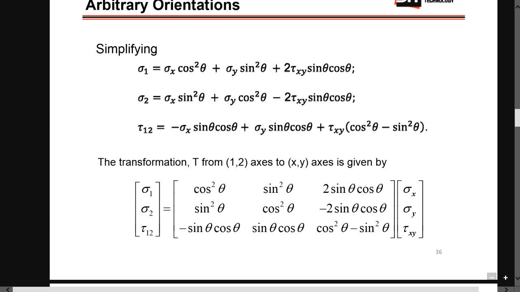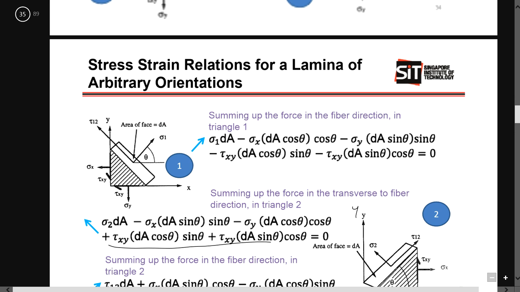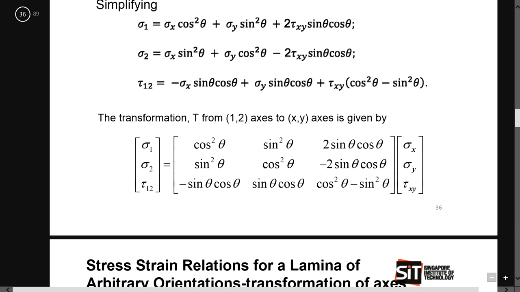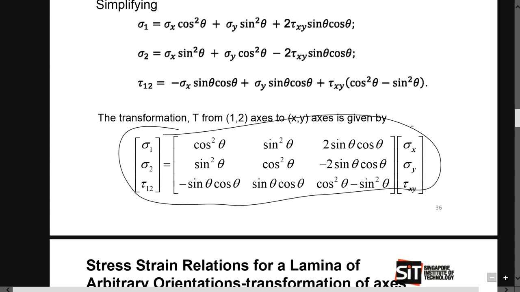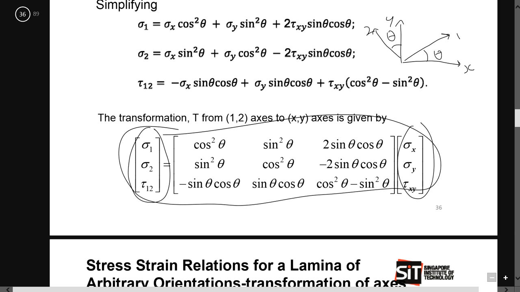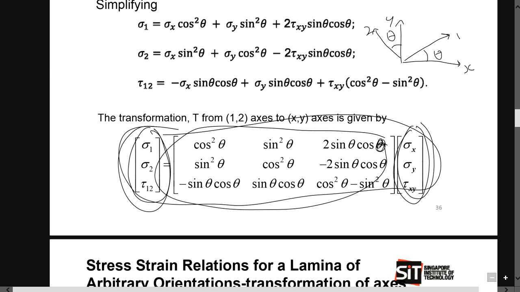Okay, so in the previous video I took quite a while to derive this form, but actually I didn't derive everything. I just want to say that this thing over here is your transformation matrix. You transform your sigma x and sigma y into sigma 1 and sigma 2. This is your sigma x and y, and you translate with a certain angle theta to the 1 and 2 direction. You apply your transformation angle theta into all this, and eventually you can transform your x and y stresses into your 1 and 2 stresses.